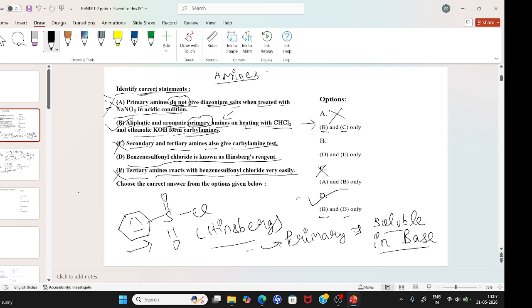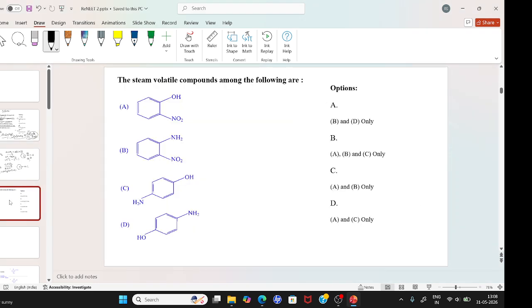And the last one is, tertiary amines react with benzene sulfonyl chloride very easily. This is not a correct statement. I just now told you primary reacts and the adduct is soluble in alkali. Secondary also reacts, but secondary does not have an active hydrogen left after reaction. So that's why it is not alkali soluble, and tertiary does not react. So this is the correct answer, option D. Let's go to the next one quickly.